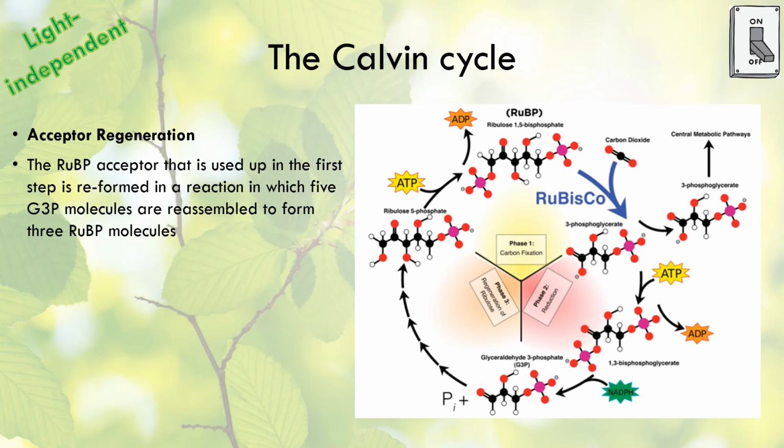We then have the acceptor stage. So this is the last one. So the RUBP acceptor that is used up in the first step is reformed in a reaction in which 5 of these molecules are reassembled to form the 3 RUBP molecules that we needed. So it regenerates itself. So as it comes up this side here, it regenerates and forms this RUBP molecule ready to go again. And so the whole process occurs again.